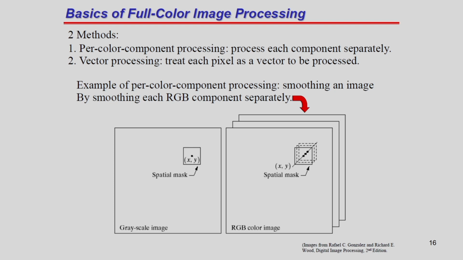Here you can see I have shown the grayscale image, and here I have applied the spatial masking operation. In the second case I am showing the RGB color model, and again I am applying the spatial masks. In case of the marginal processing, I have to process the RGB components separately. In case of the vector processing, treat each pixel as a vector to be processed.